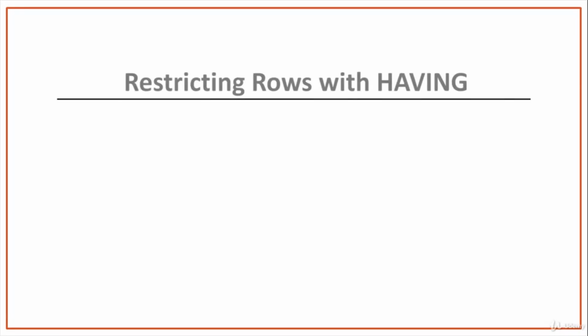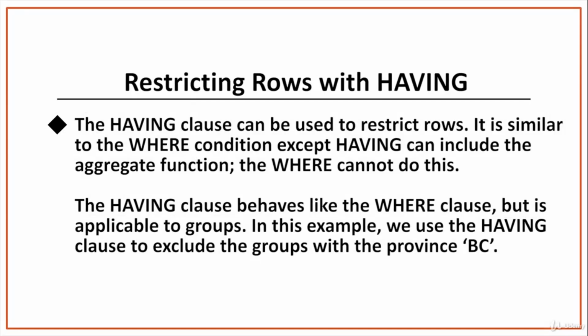The having clause can be used to restrict rows. It is similar to the where condition, except having can include the aggregate function. The where cannot do this. The having clause behaves like the where clause, but is applicable to groups. In this example, we use the having clause to exclude the groups with the province BC.